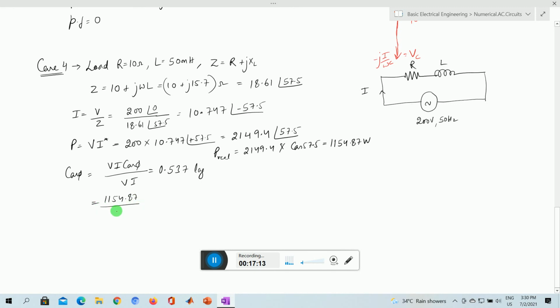You can also write this value as 1154.87 divided by the total apparent power, that is 2149.4. That value is also coming as 0.537. So 0.537 is the value of the power factor, and this value is lagging.